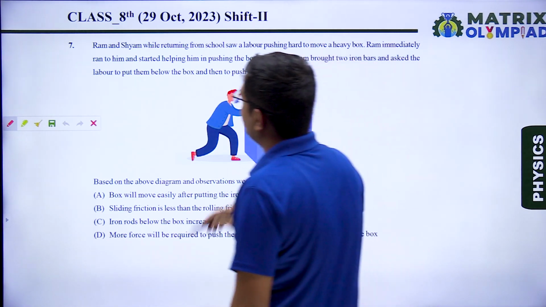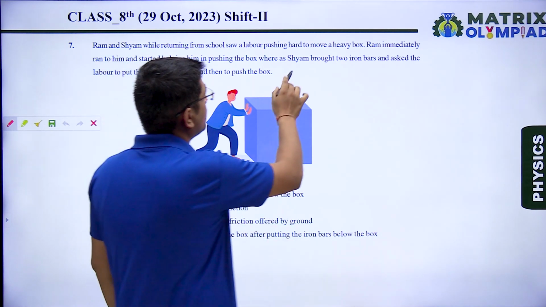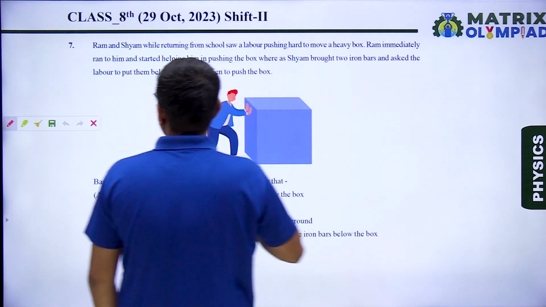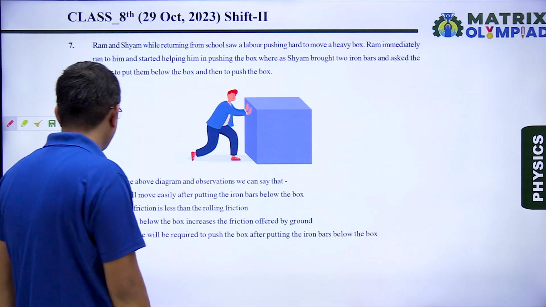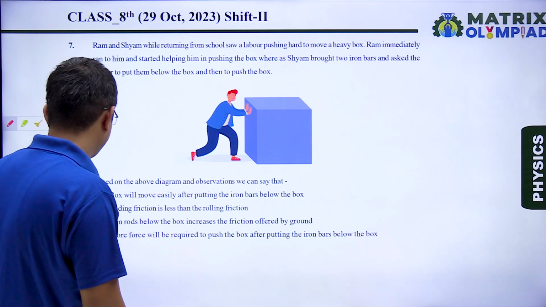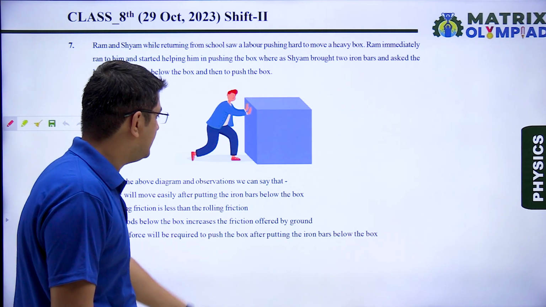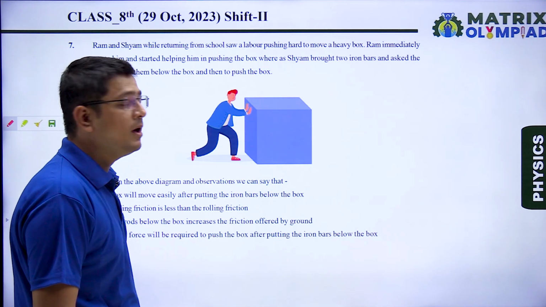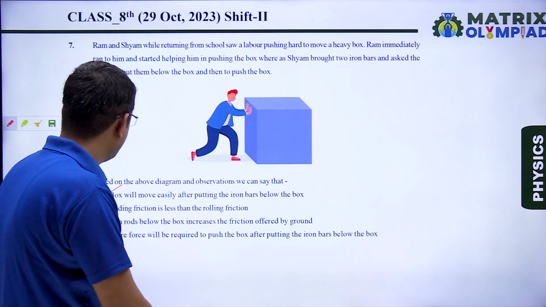Ram immediately ran to him and started helping him in pushing the box, where Shyam brought 2 iron bars and asked the laborer to put them below the box and then to push the box. Okay, based on the above diagram and observation, we can say that the box will move easily after putting the iron bars below the box. That is a true statement. So our correct answer is A.